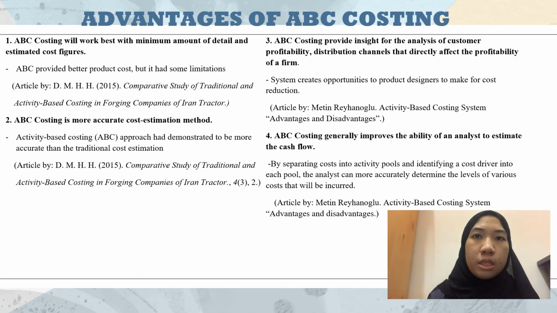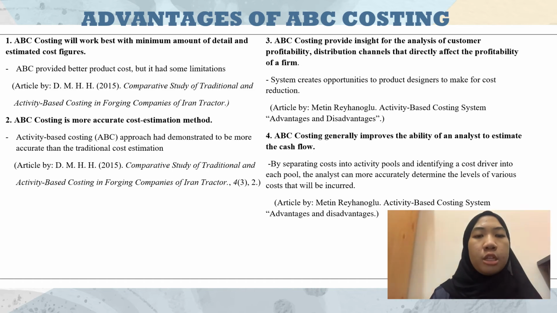Even though ABC costing often provided better product cost than traditional costing, it still had some limitations. Activity-based costing was found to be expensive to use. In Malaysia, the increased cost of identifying multiple activities and applying a large amount of cost drivers deterred many organizations from using ABC costing. The second advantage of ABC costing is a more accurate cost estimation method.